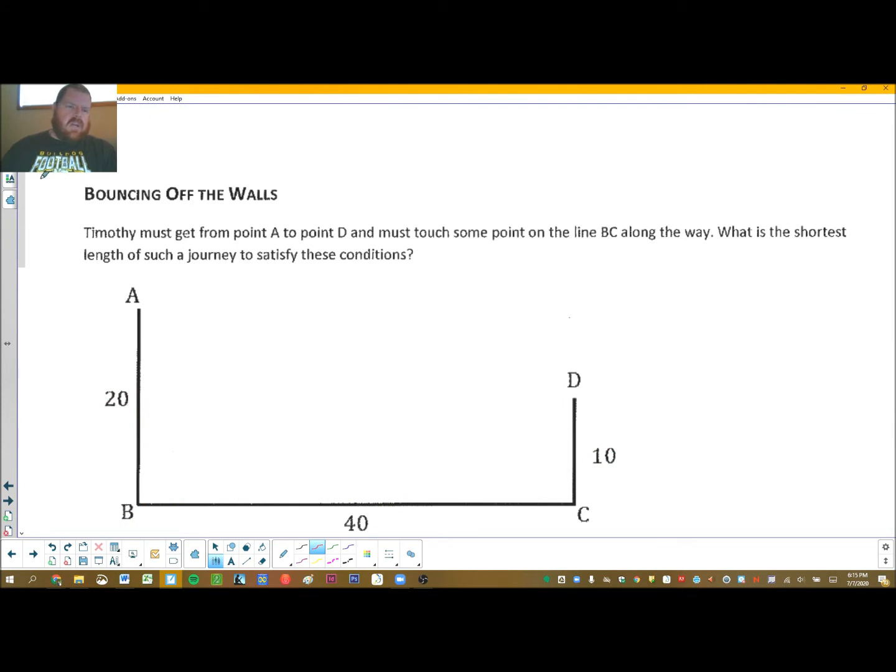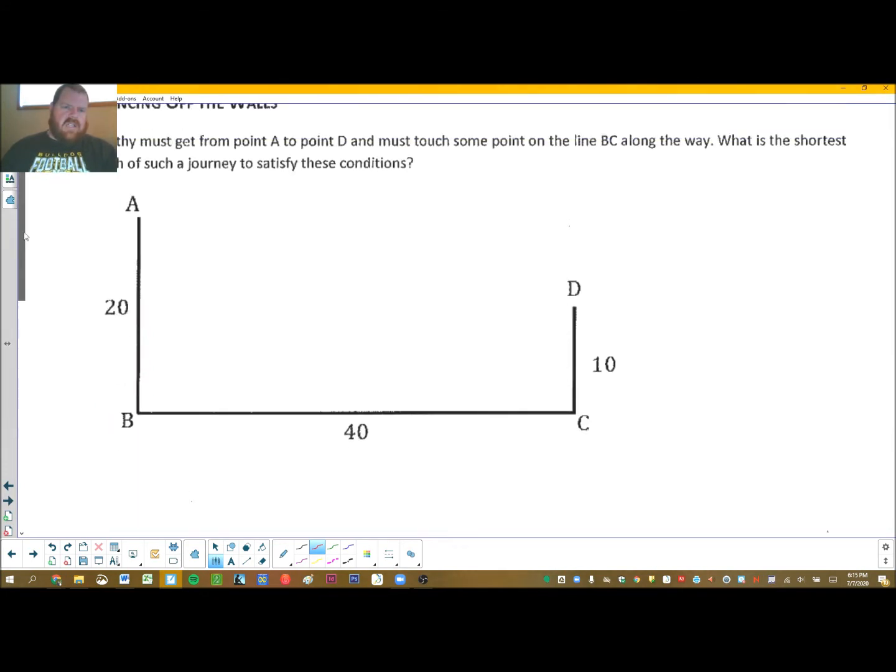The next one we looked at was called bouncing off the walls. It says that Timothy must get from point A to point D, but at some point along the way he must touch this other line BC.